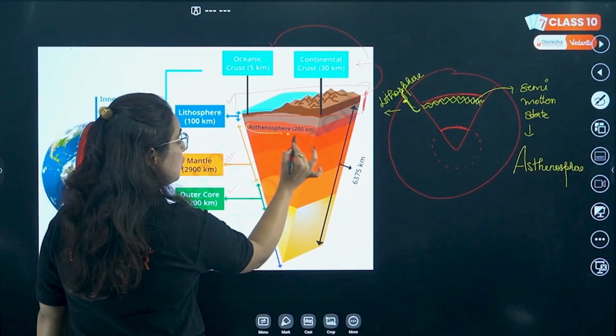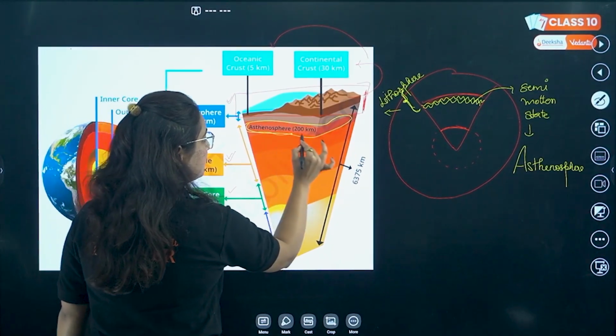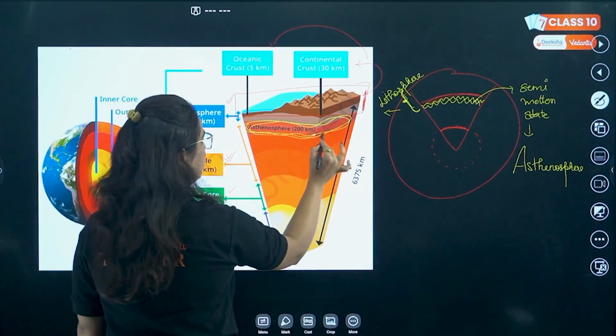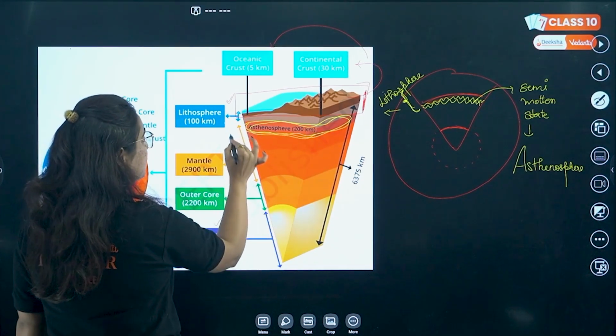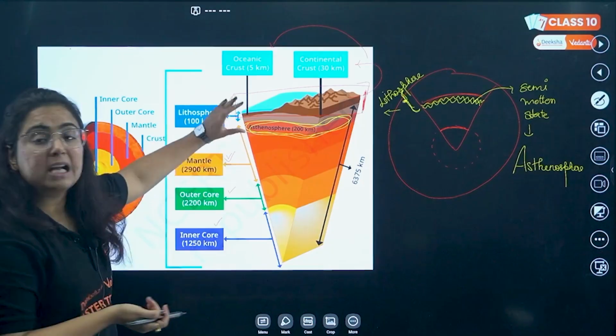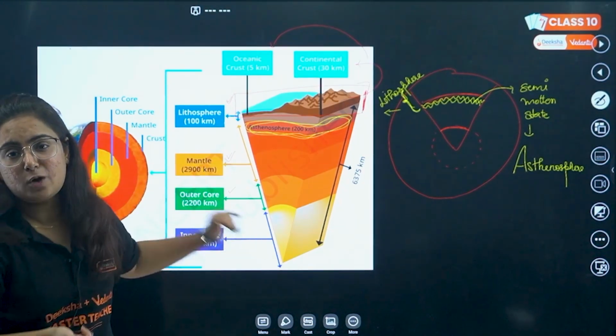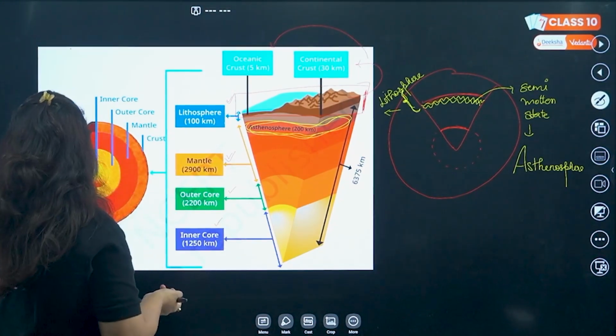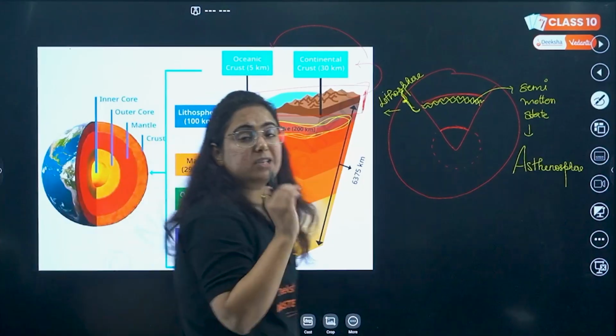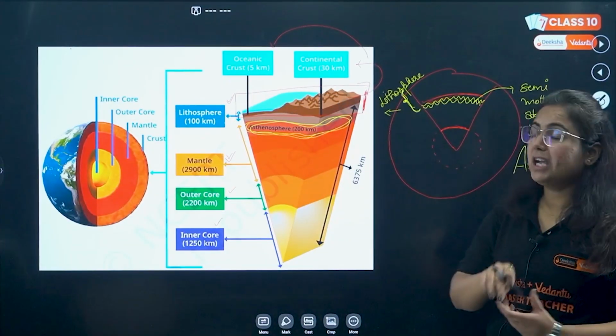This is the asthenosphere, which is in a semi-molten state around 200 kilometers in depth. Along with the crust, it is known as the lithosphere. After that continues the mantle and then the core. So this is the very first diagram that you have to understand from the chapter, shaping of the earth's crust.